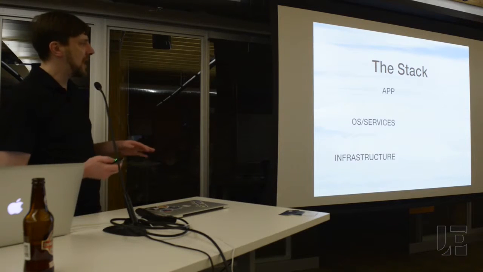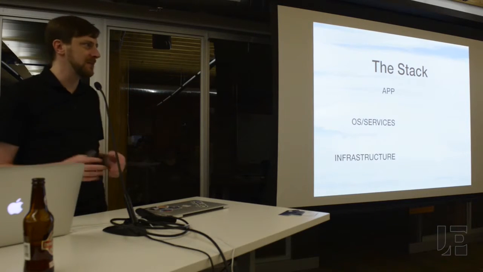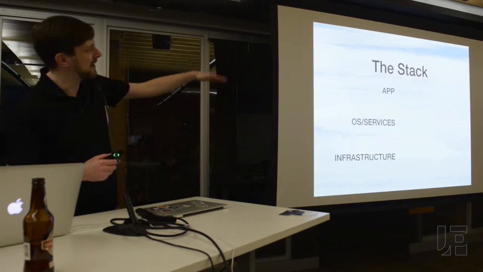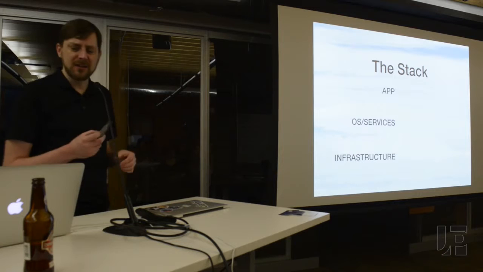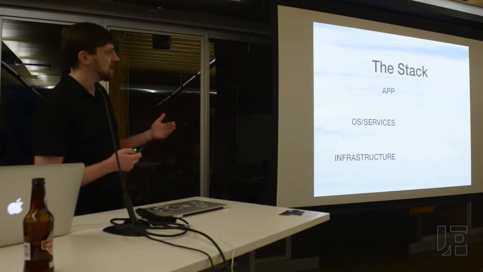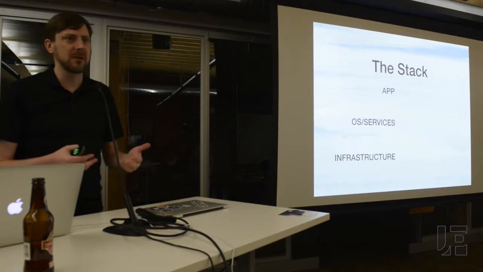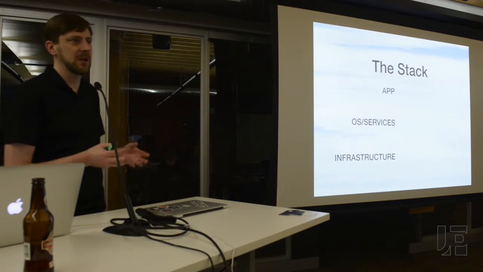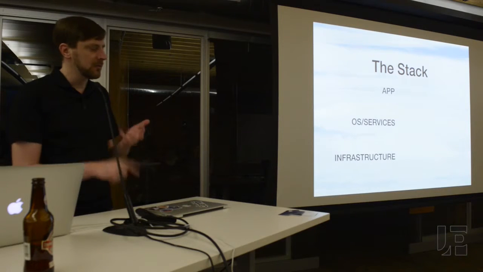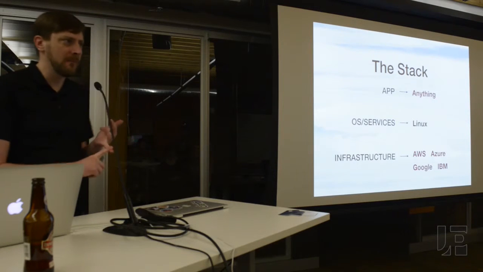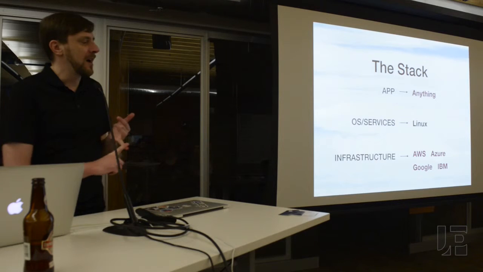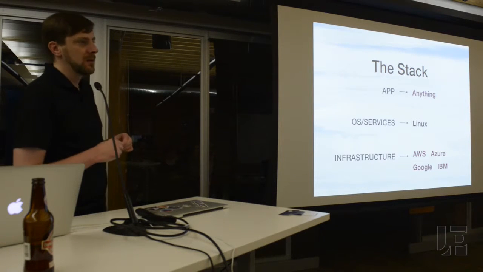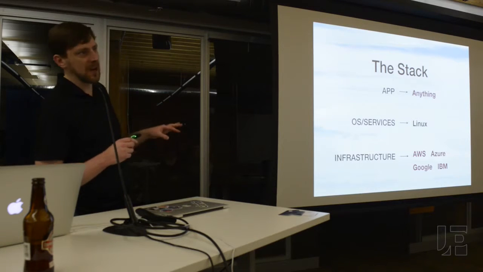So to start off with, this is my sort of cloud layers picture. The picture is supposed to be layers of clouds. You can't really see it, but the layers are there. Infrastructure is the bottom layer. When we talk about infrastructure, we mean AWS, Azure, Google, IBM, whatever they've decided to call it today, maybe a few other companies, but we're talking about those as infrastructure providers.